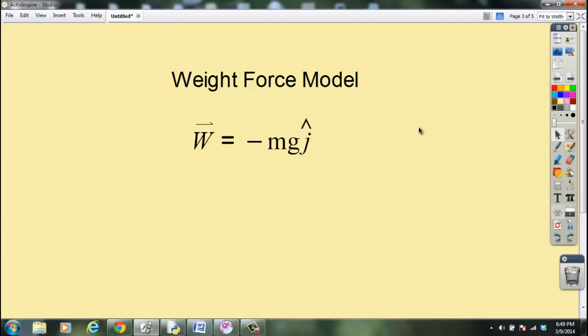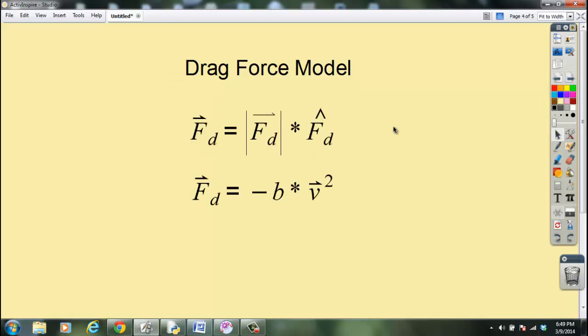Let's look at the mathematics involved. The weight force is simply the mass times acceleration due to gravity in the negative j hat direction. For the drag force, we look at both magnitude and direction, and we used a parameter b as was suggested, and I think that's considered to be essentially our coefficient of friction. It might be. We were asked to consider the square of the velocity in our model, and it's negative because our drag force is always going to oppose the motion of our object.